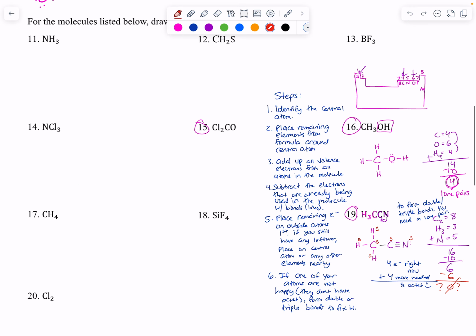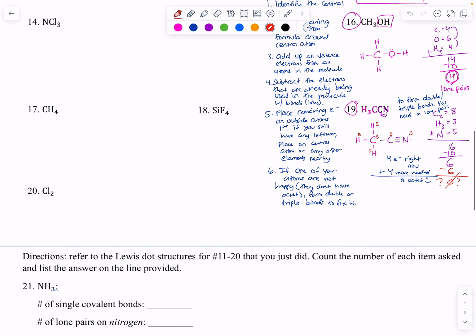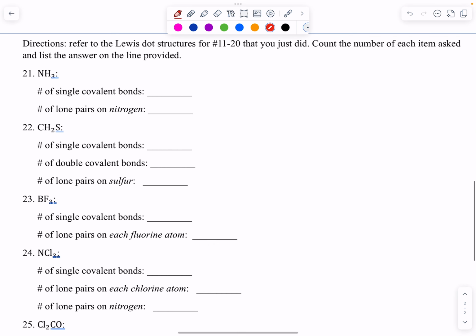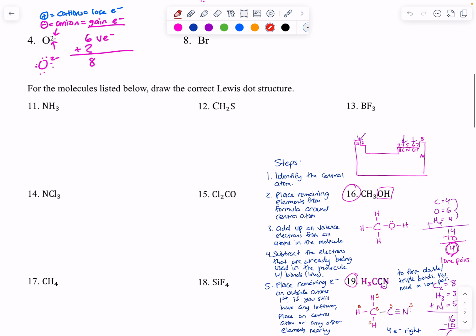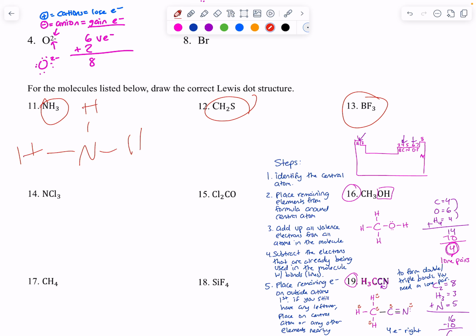Hopefully that made sense. Okay, last but not least, number 15. Do I want to do number 15? No, I don't. I feel like you guys could probably do number 15. So that's you. Okay, I want to look at the back page. Each of these molecules are the molecules from over here. Once you draw out all of the Lewis dot structures for all of these molecules, you're going to do the back page.